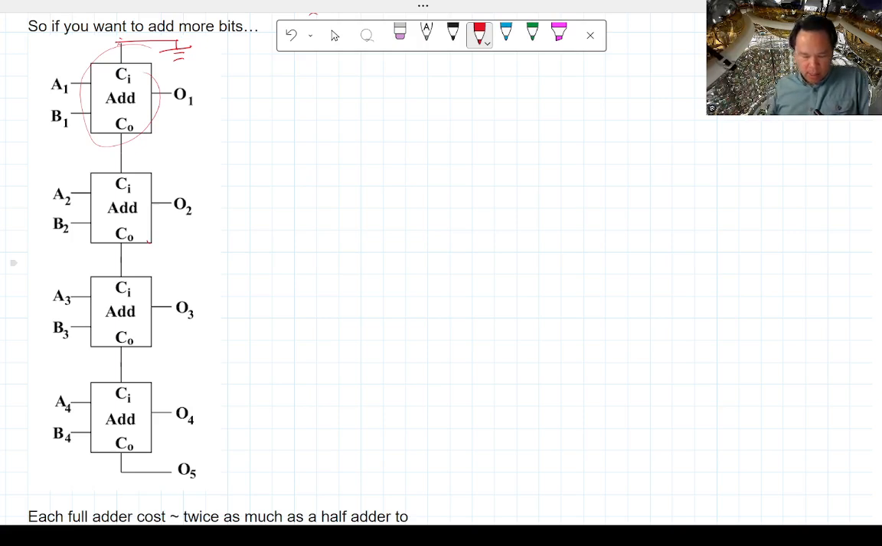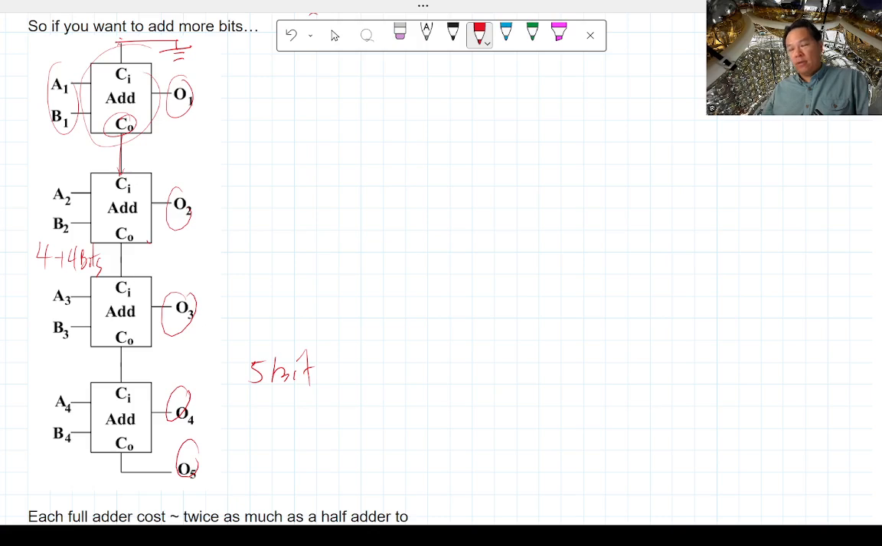Then the carry out for the first bit goes to the carry in of the second bit. The carry out of the second bit goes into the carry in for the third bit. And the outputs, of course, go to each consecutive bit. So notice once again, this is 4 bits plus 4 bits. That gives you a 5-bit number at the most. So the biggest number you can have is 15 plus 15, which added together is 30.